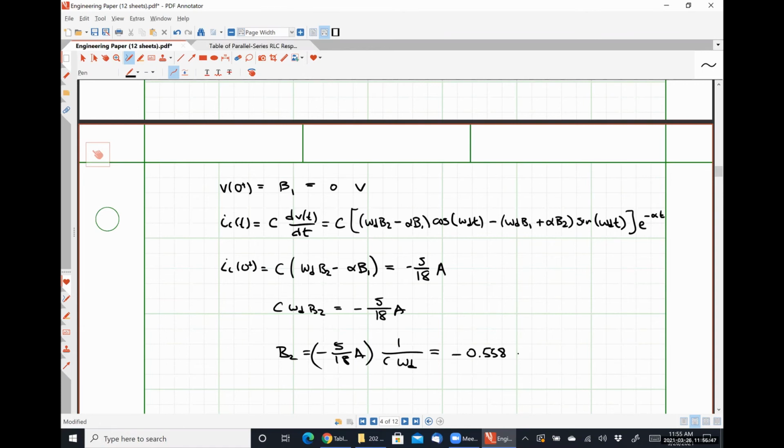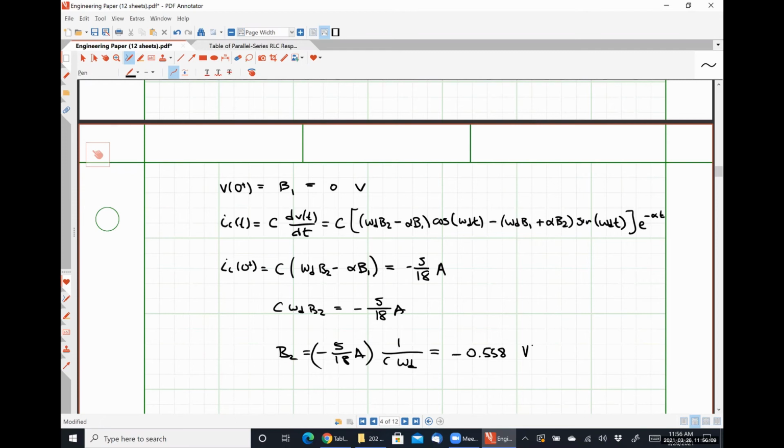What should the units of b2 be? Anybody got any ideas? Volts. Yeah, we could do dimensional analysis and it would totally work out. But if the unit on b1 is volts, the unit on b2 needs to be volts as well because we're adding these two quantities together. That's easy enough.